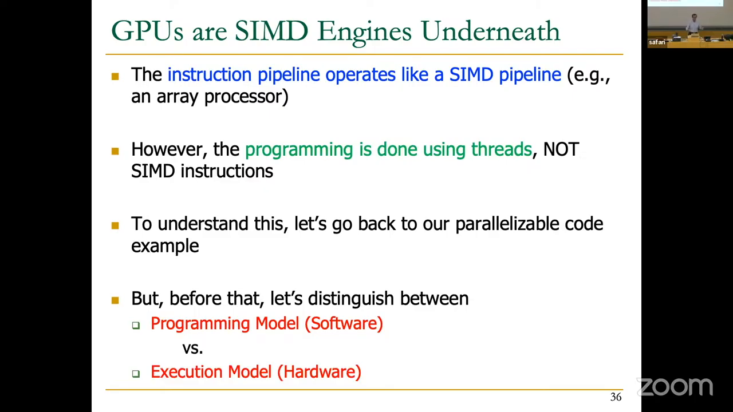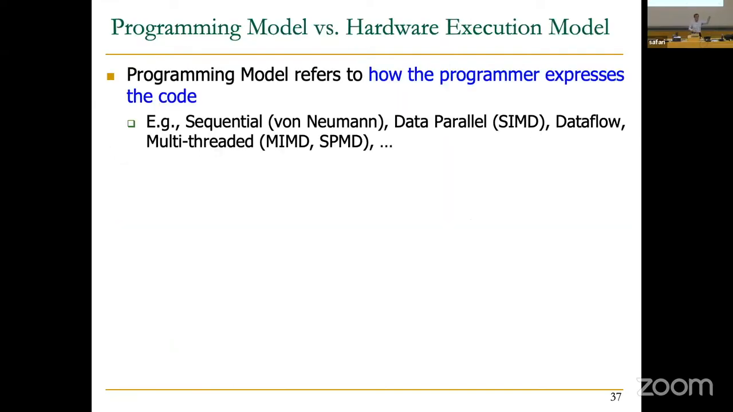And we've seen examples of this, right? You can have a von Neumann-based scalar ISA programming model, sequential code, and it can execute it data parallel, right? We converted the von Neumann program to a SIMD program in the earlier lecture. Data flow, we've discussed this. And multi-threaded, you break things into threads.